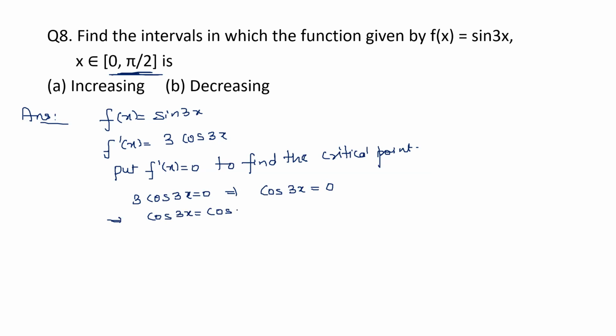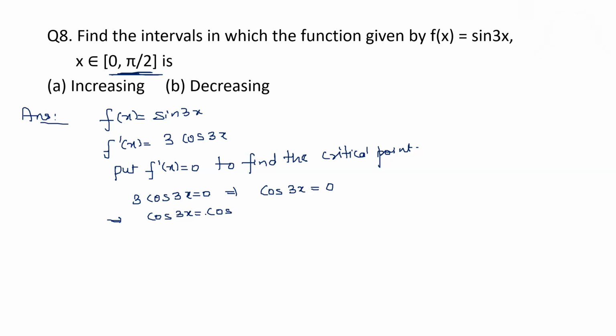So how did you get cos 3x? We have differentiated this sin 3x. Observe, what is the derivative of sin? So we have 3 cos 3x, right? Yes. So we have equated this with 0. So 3 will go to the right side and it will become 0. So we will get cos 3x is equal to 0. Is it fine, Abdul? Yes, sir.